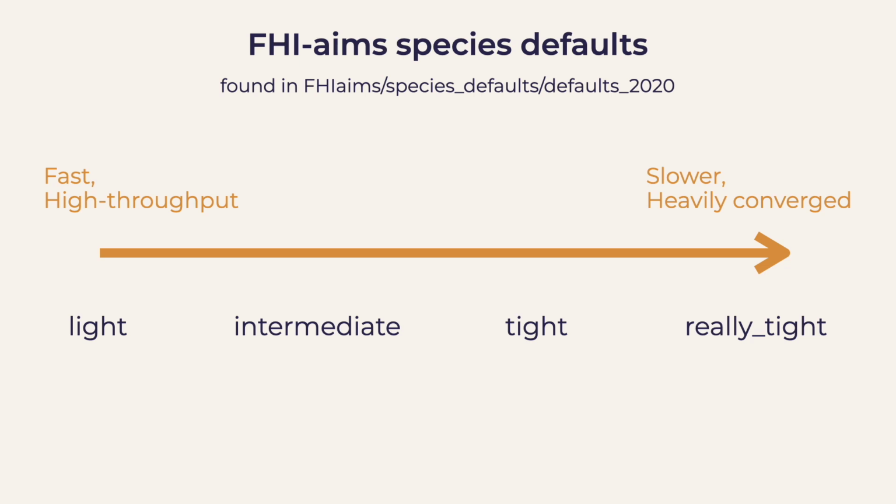It's always necessary that the species defaults in the control.in match all the species found in the geometry file. So please keep this in mind. The species defaults can be found within the FHI-aims folder under species_defaults, where the current NAO templates are stored in defaults_2020.